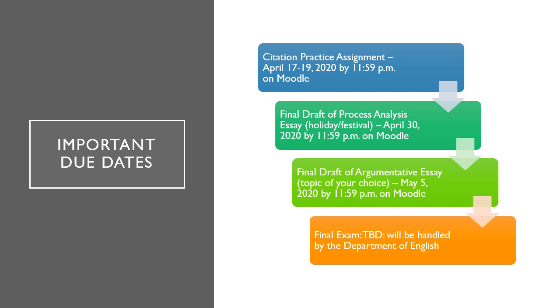Then you'll have the final draft of the process analysis essay, which was on the holiday or festival. The final draft is due on April 30th by 11:59 p.m. your time zone on Moodle. Some of you received feedback. A lot of you did not, because you did not put your names on the actual essay. Even if you submit things through Moodle, if you don't put your name in the file name or on the essay, what happens is that when I do a batch download from Moodle/turnitin.com, it's very hard for me to go back and look at individual submissions. So you have to write your name on the file or the essay.